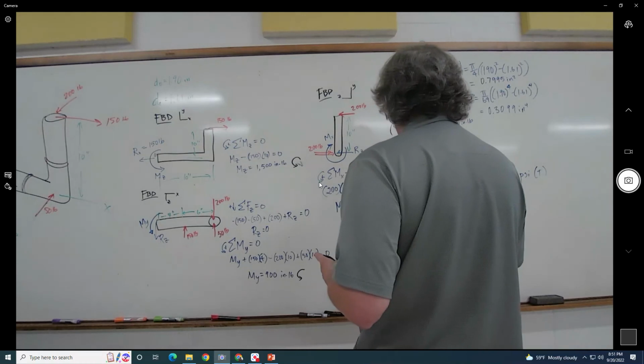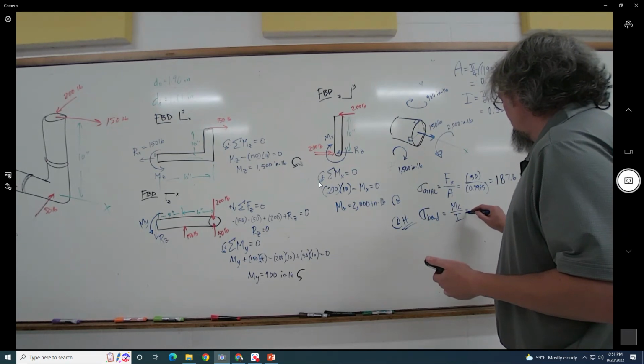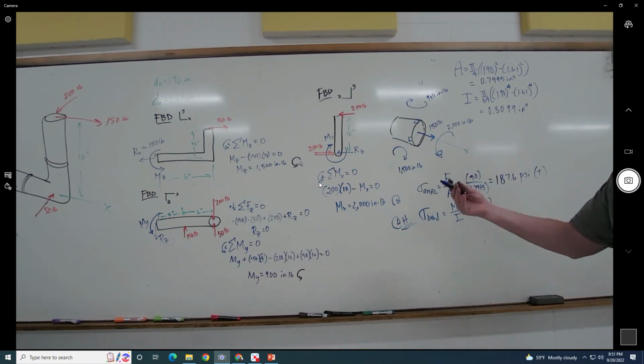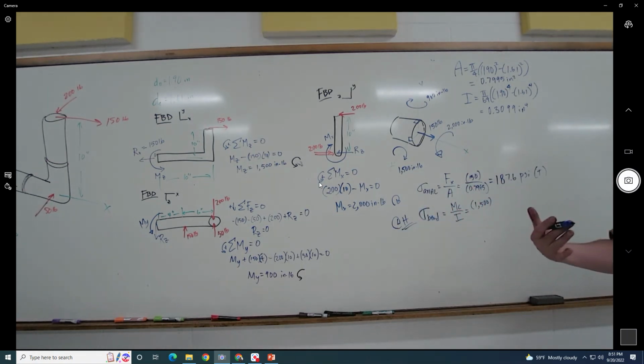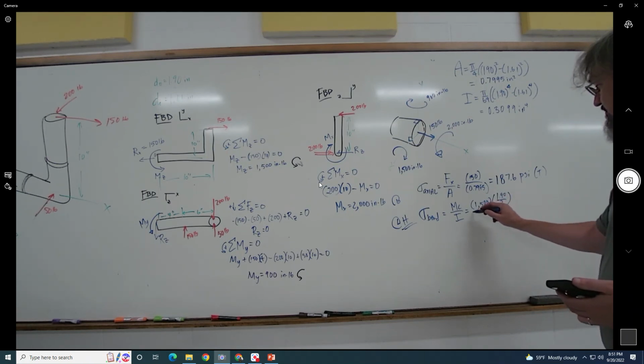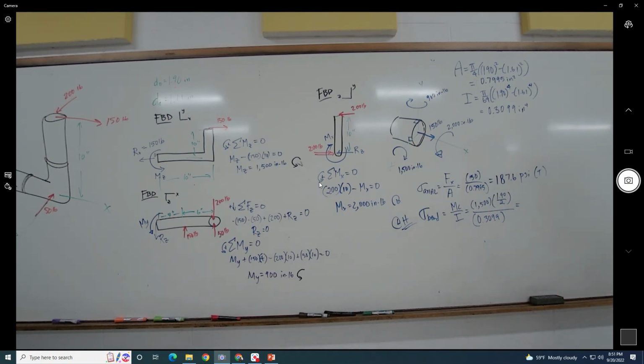So at H, we go Mc over I. And the moment that we would use for H, this is an important step right here, making sure that you have the right moment that causes the stress. It's a point of interest. So you get 190 divided by 2 and divided by 0.3099. I still don't think it's going to be a very large stress. Is H the top square, correct? The top square, yes.